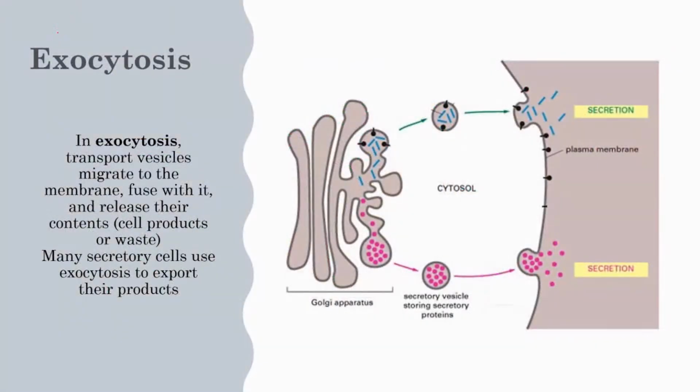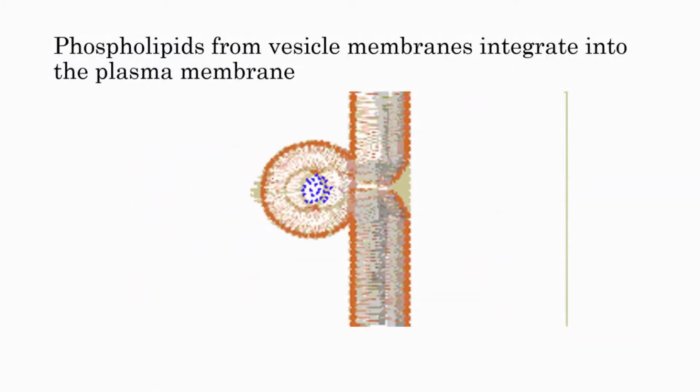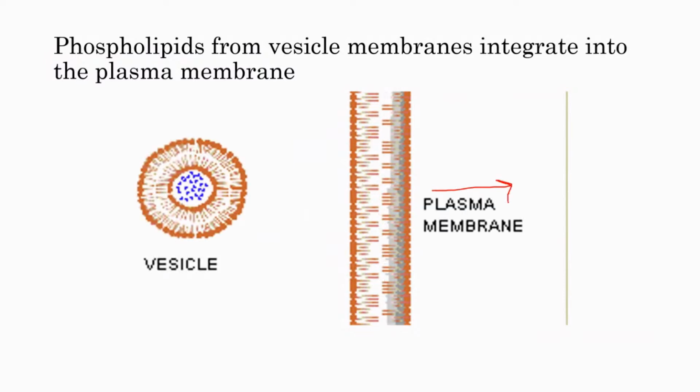Okay. And what is exocytosis? In exocytosis, transport vesicles migrate to the membrane, fuse with it, and release their contents outside. So this is the other way around. Any secretion product that is produced inside the Golgi complex is sent out in vesicles and released outside the plasma membrane. So some secretory vesicles like that. Got it? So this is how the vesicle will fuse with the membrane outside and contents will be released out.